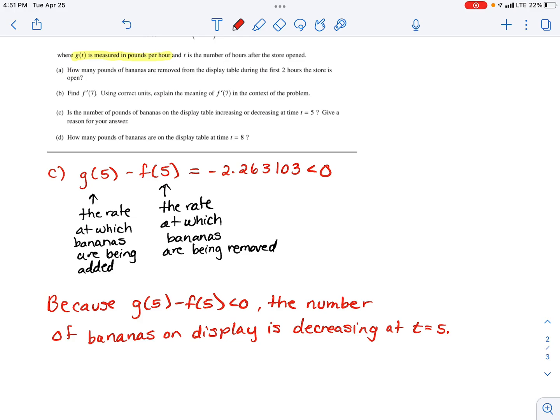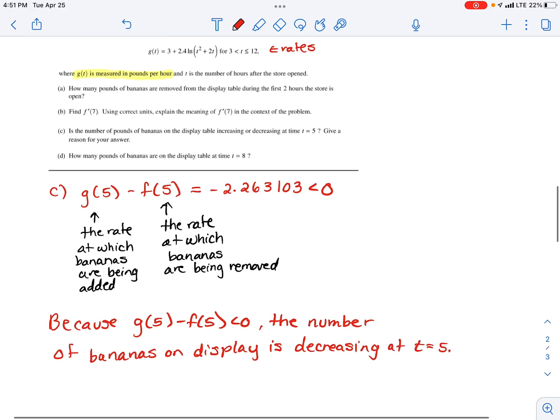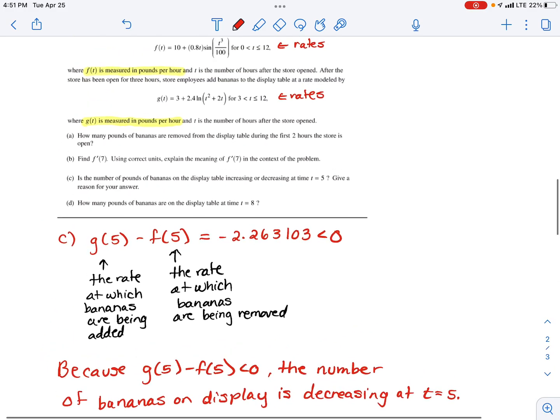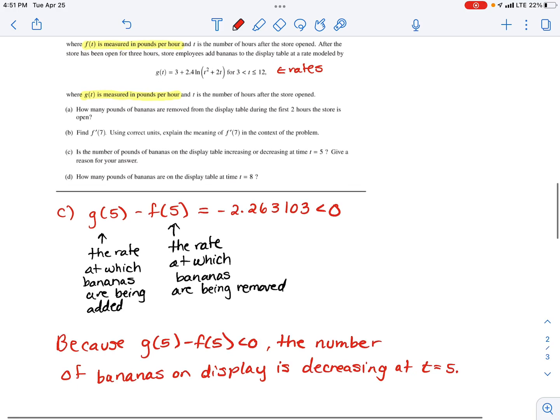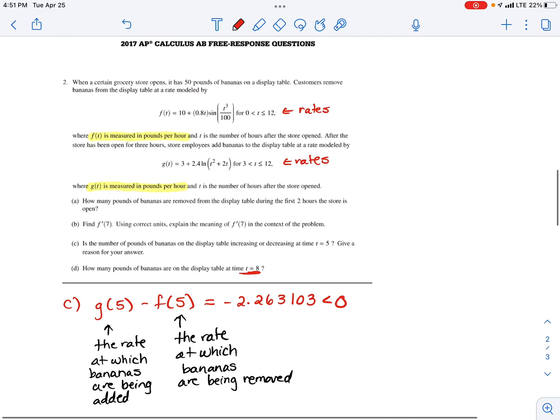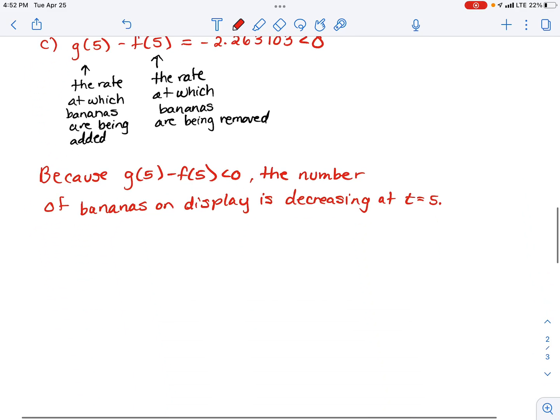So for part D, how many pounds of bananas are on display at time t equals 8? Okay. So this is truly a rate in, rate out problem because it's asking you at your final position at time t equals 8, how many bananas you got on display, right? So going back to the beginning, at t equals 0, there's 50 bananas on display, right? So that's how many bananas you got to start with. So this is your initial. Okay, so for D, I know that my start is 50 bananas.